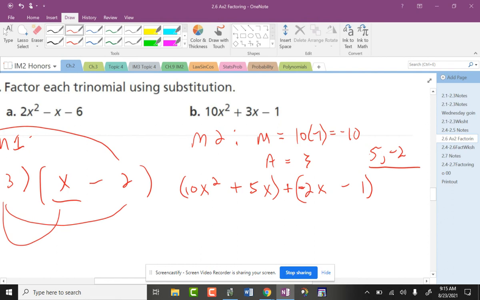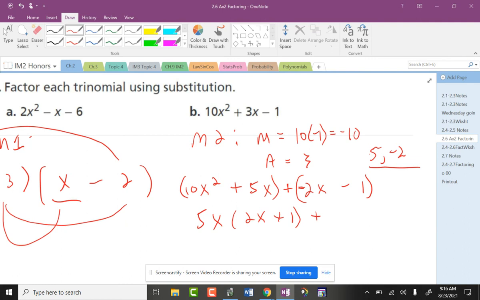What's the GCF of the first one, Braden? This is what I mean about this always working if you get the right numbers for the MA numbers. And then what do you pull out of the second one? What kind of one?